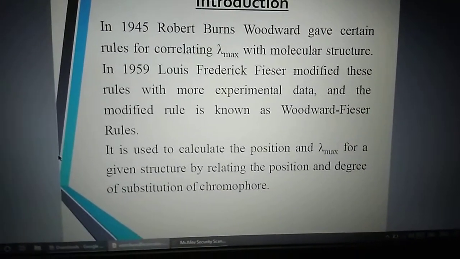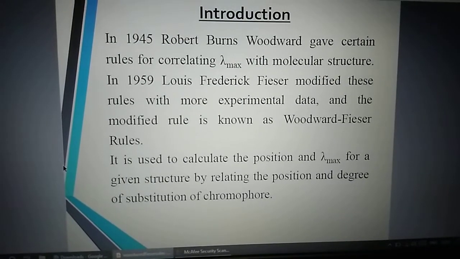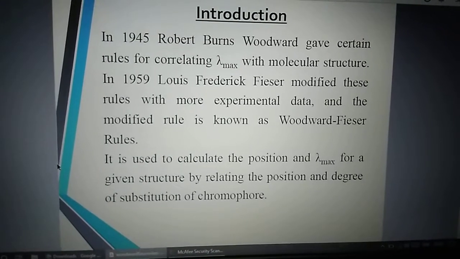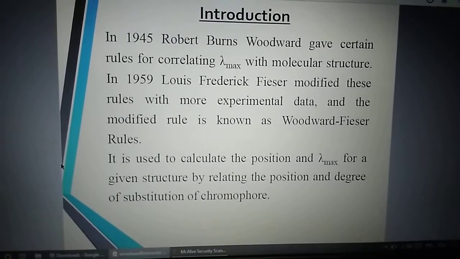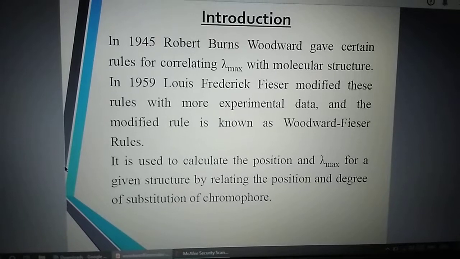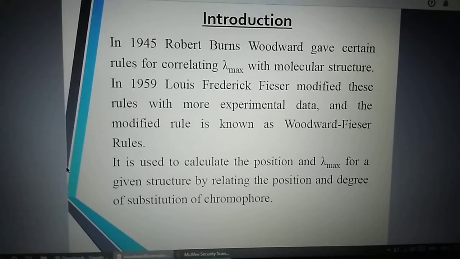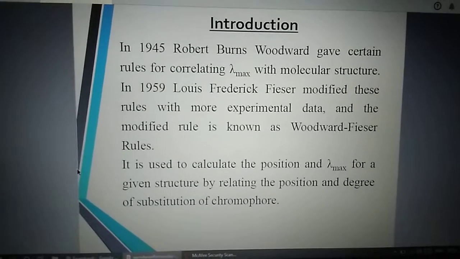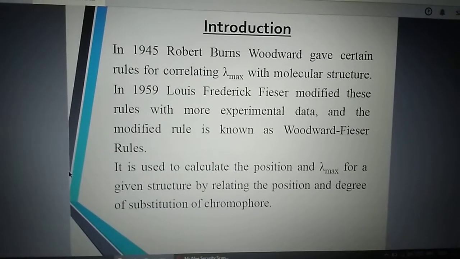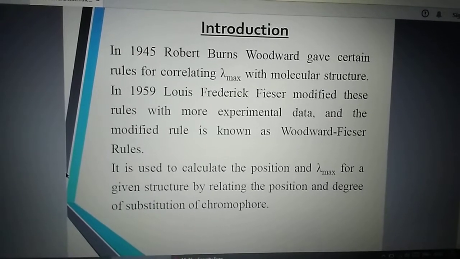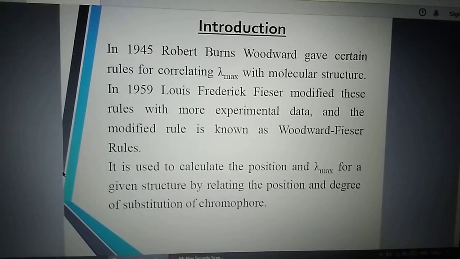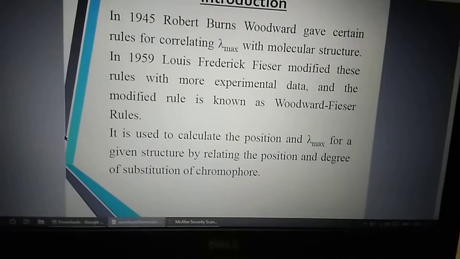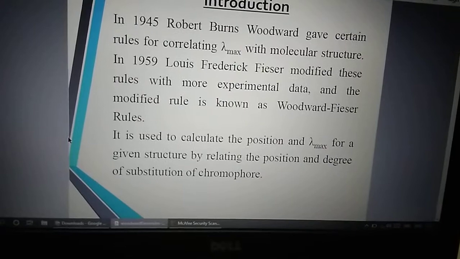These are various rules which are mainly used to find out or correlate lambda max with the help of molecular structure. Firstly, a scientist named Robert Woodward gave some rules for finding or correlating lambda max with the help of molecular structure. Later, Fisher modified the rules given by Woodward, and those modified rules are together called the Woodward-Fisher rules.